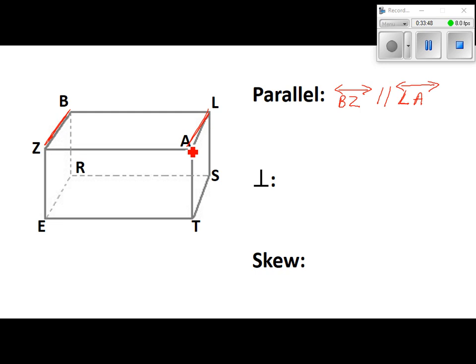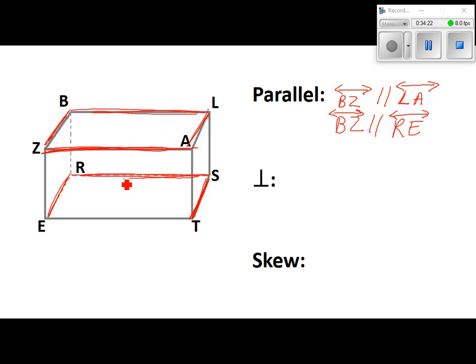Line BZ is also parallel to line RE. And I'm not going to name all of these. You can go through and name a whole bunch of them if you want. Line BZ is also parallel to line ST. So be able to pick out all those parallel lines. Those aren't the only ones. We could have said ZA is parallel to BL. ZA is also parallel to RS. And ZA is parallel to line ET. So we could have said all those different ones.